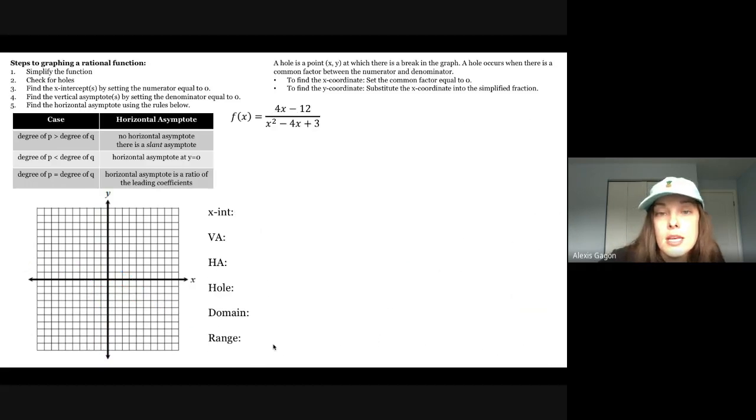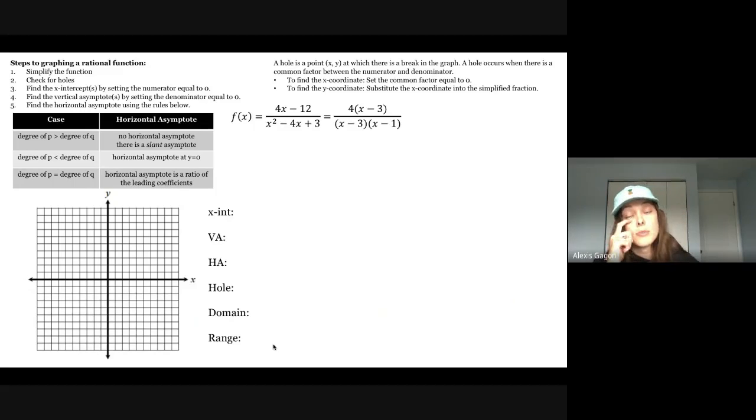Okay, let's do one more. So if we have 4x minus 12 over x squared minus 4x plus 3, factor everything. So I'm going to factor out the 4 on top, and I get x minus 3. On the bottom, that factors to x minus 3 and x minus 1. So it looks like we have a hole here because these x minus 3s are on top and bottom. So our hole's at x minus 3 equals 0, which means x equals 3.